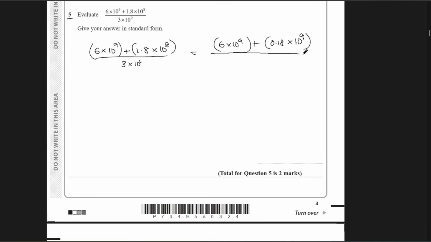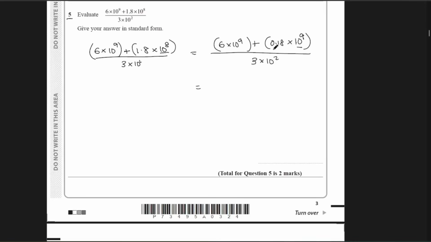So I intentionally decrease the value of 1.8 by 10 times, and I need to compensate by increasing the power by 10 to the power 1. That's why it goes from 10 to the power 8 to 10 to the power 9. So everything divided by 3 times 10 to the power 2.